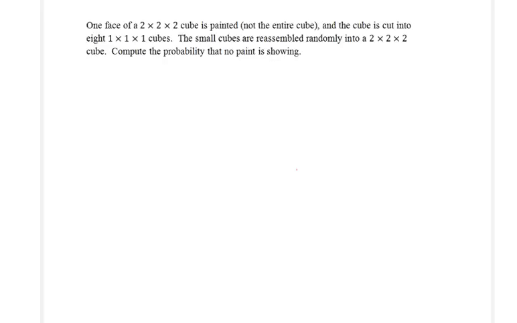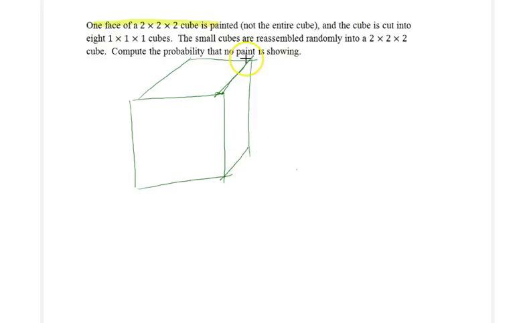Here is a view of the problem. So let's go ahead and highlight some key givens in the problem. One face of a 2 by 2 by 2 cube is painted. Let's go ahead and try to create such a cube. So we have a 2 by 2 by 2 cube, and that cube is apparently painted on one face only. Let's assume it is this face which was painted, the frontal face.